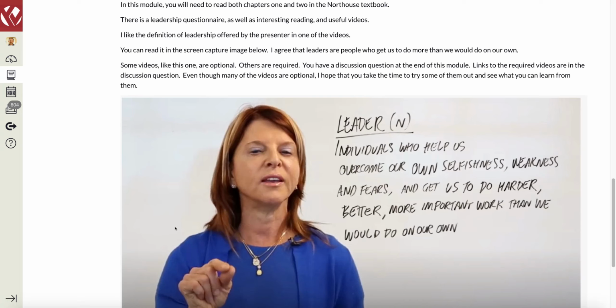For me, I love that definition of leadership. I love that explanation. Leaders can help us to do more than we would do on our own. That kind of a leader is someone who's charismatic and they're inspirational.